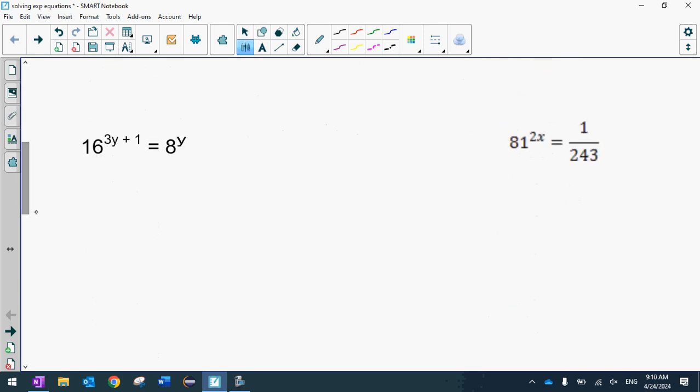All right, 16 to the power of 3y plus 1 equals 8 to the power of y. Now, this one's a little bit different because there's no way to take 8 and make it a power of 16. Not easily, anyways. 8 squared is 64, 8 to the power of 1 is 8. But I noticed something about 16 and 8. They both have something in common. What do 16 and 8 have in common?